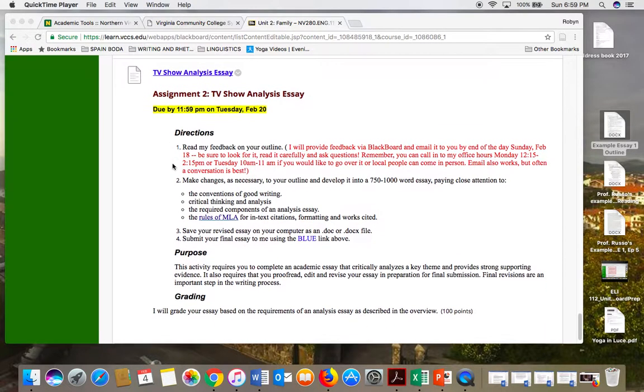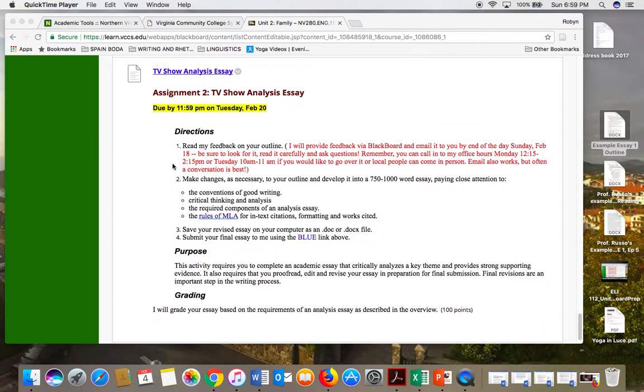So first reminder is, don't forget that you can call my office hours Monday or Tuesday if you want to go over the work. And local people, of course, you're welcome in person. If those times don't work for you, by all means, reach out with an email. So next thing to do is take that outline and bring it into an essay.